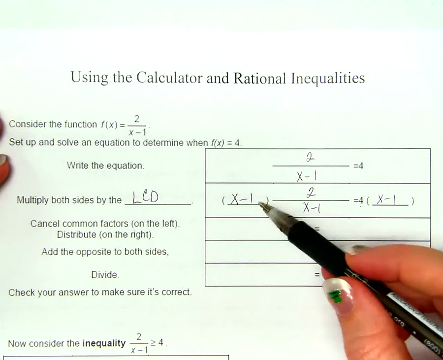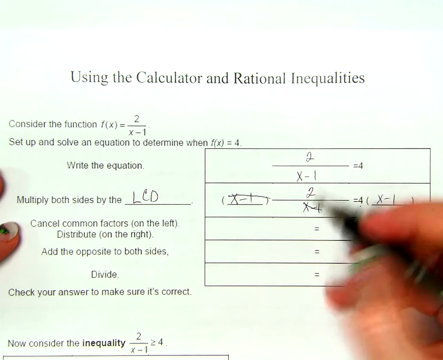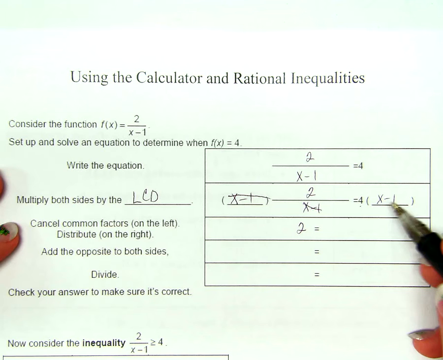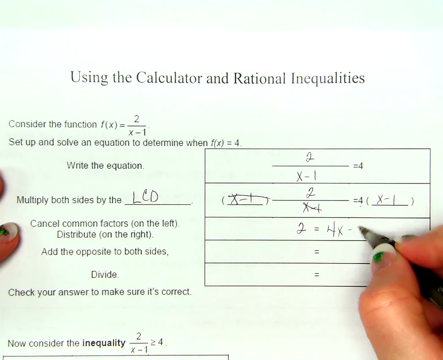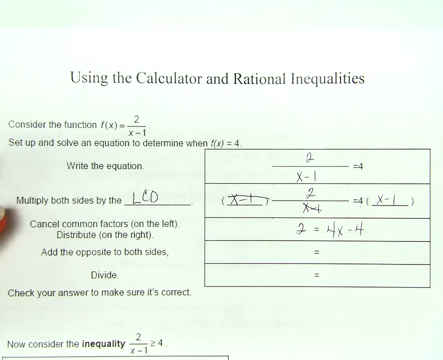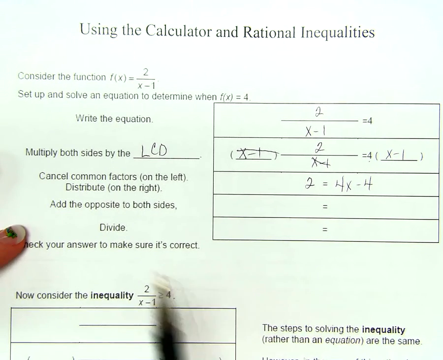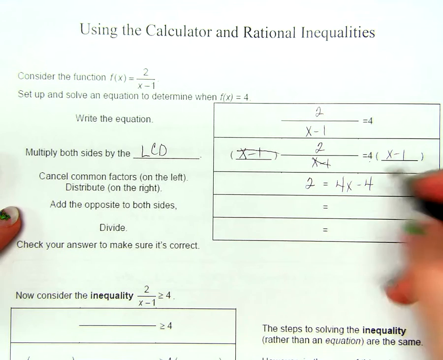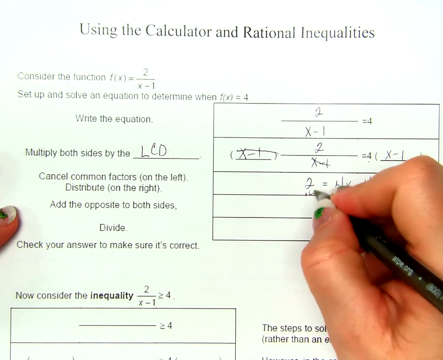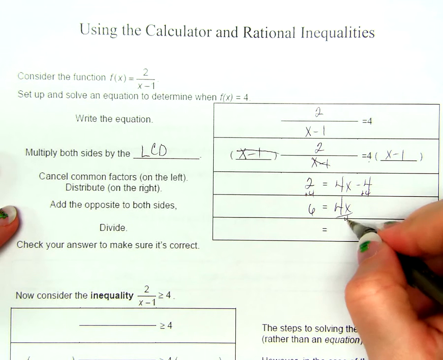What happens on this side when we multiply by the least common denominator? This cancels. Good. And we're left with 2. And what happens on this side? It turns into 4x minus 4. Correct. Good. You know what, I'm just teasing you about that. It's okay. So add the opposite to both sides. What does that mean? It just means solve the equation, right? We just add 4. So 6 equals 4x. And we divide both sides by 4.